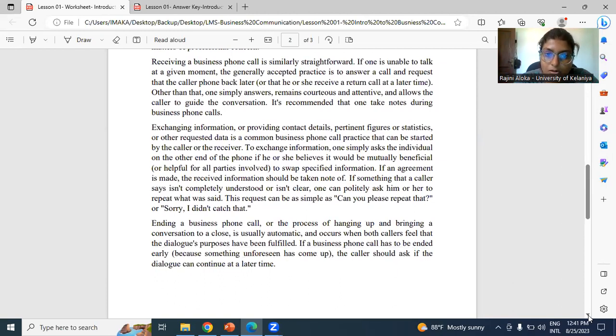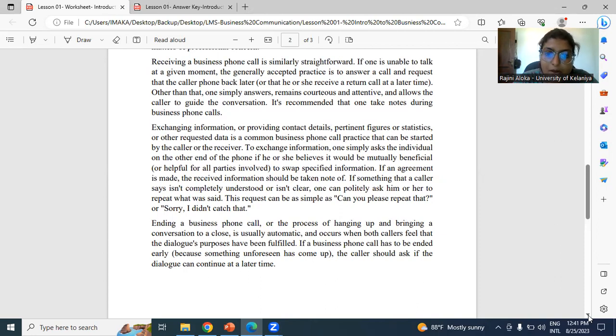Receiving a business phone call is similarly straightforward. If one is unable to talk at a given moment, the generally accepted practice is to answer the call and request that the caller phone back later, or that he or she receive a return call at a later time. Other than that, one simply answers, remains courteous and attentive, and allows the caller to guide the conversation. It's recommended that one take notes during business phone calls.